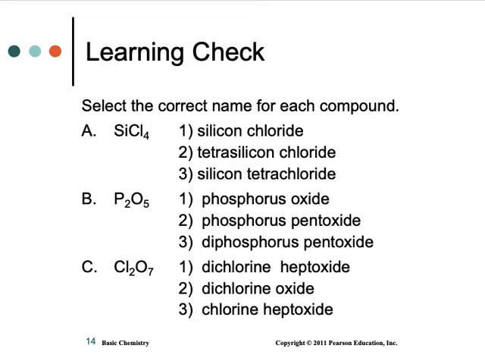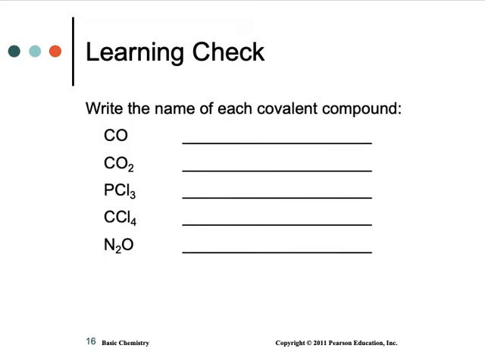Cl2O7, dichlorine heptoxide. Okay, the A drops because of the vowel smearing, same as we've said before. What's the first one? Carbon monoxide. Number 2, carbon dioxide. Try to do it right before I do it. Phosphorus trichloride. Carbon tetrachloride. Dinitrogen monoxide. I think it could also say dinitrogen oxide.